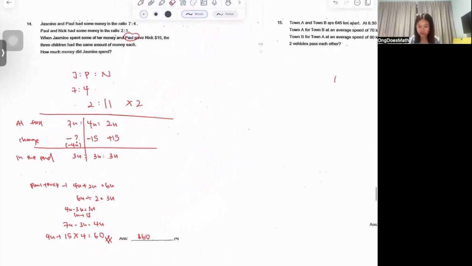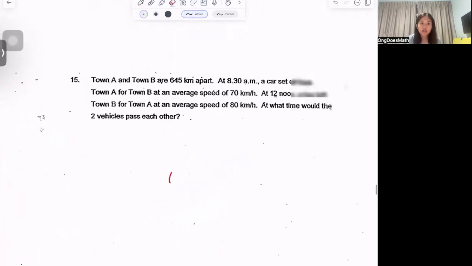We'll move on to question 15. Town A and Town B are 645 kilometers apart. At 8:30 a.m., a car set off from Town A to Town B at an average speed of 70 kilometers per hour. At 12 noon, a bus left Town B for Town A at an average speed of 80 kilometers per hour. At what time would the two vehicles pass each other?